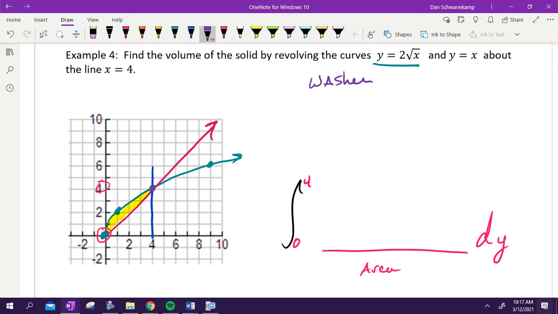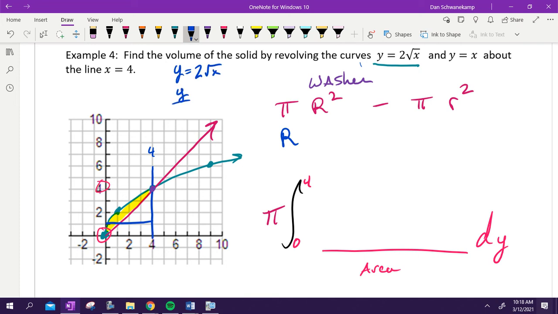This is a washer. Okay, so we are taking pi big R squared minus pi little r squared. We can factor a pi out. My big radius always includes the center. So I'm including this line right here at 4, and I'm going to the outside line. That is my outside line, this guy right here. Now, the problem with that is I have to write it in terms of y. So I got to get y by itself. This is a place you could make a mistake. I have to divide by 2 and then square it. And so that right there, y over 2 squared. That square has to be on the inside there. That is what this green line is.